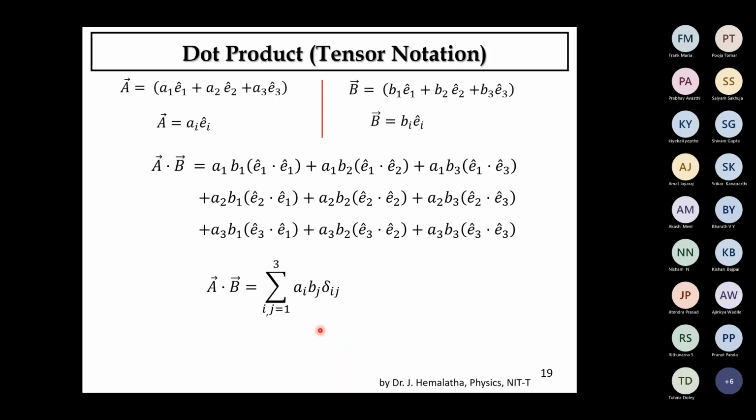So a dot product in tensor format is this. You can even remove the summation and simply write Ai Bj delta ij. That is the tensor notation.